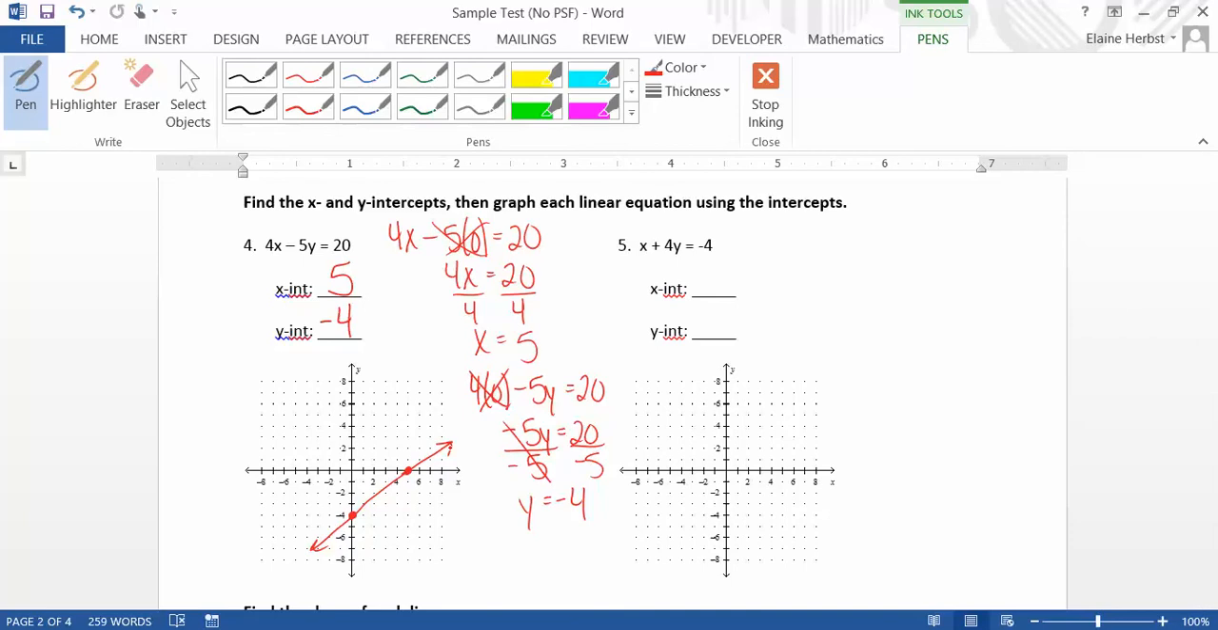Again, pause the video here, try the same thing with number 5 if you have not done so yet, and then you can check your answers with what I get. There's the answer to number 5. You should have -4 for your x-intercept, -1 for your y-intercept, and then you can see the line graphed.